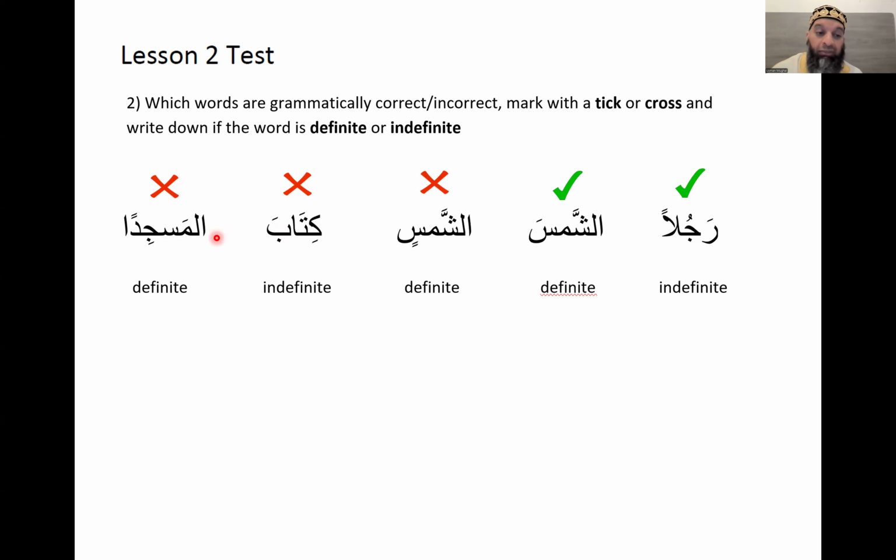And the last one, al-masjidan. What's wrong with al-masjidan? Excellent. The al is present. So when the al is present, you have to take some ink off on this side. It has to be a single. So it would be al-masjida.